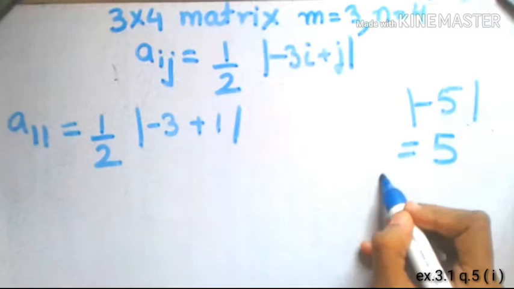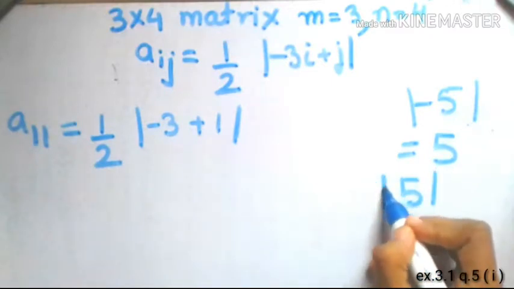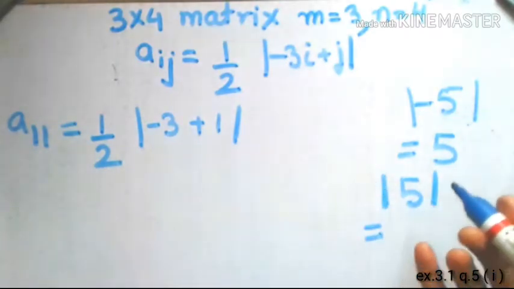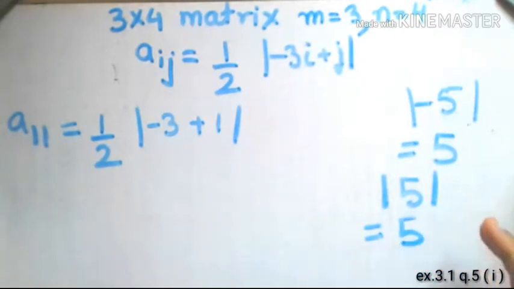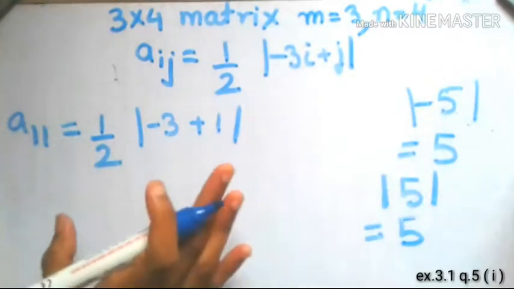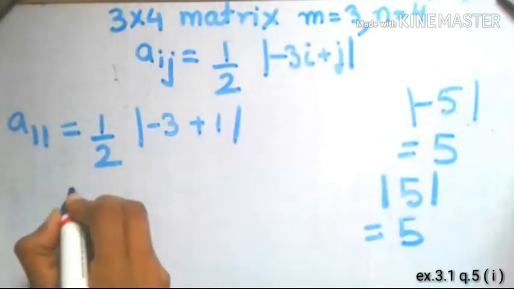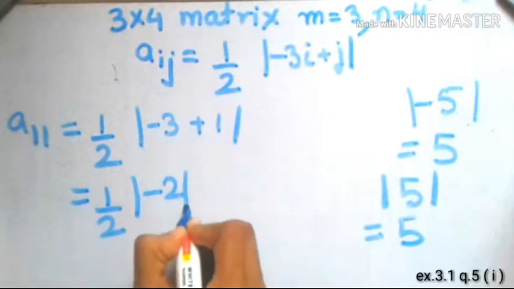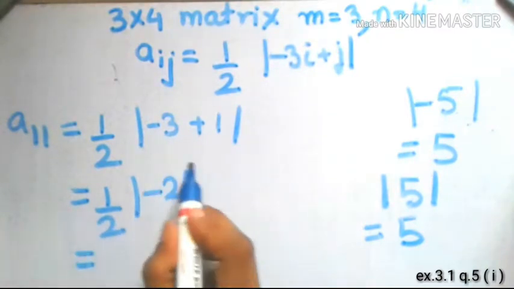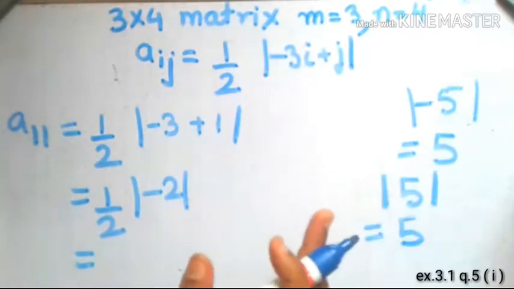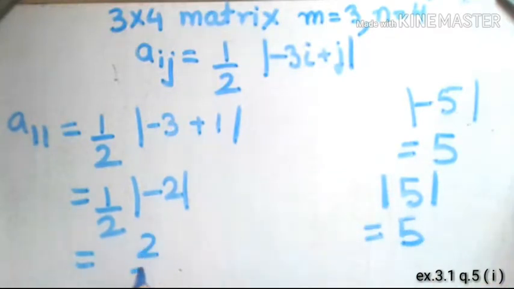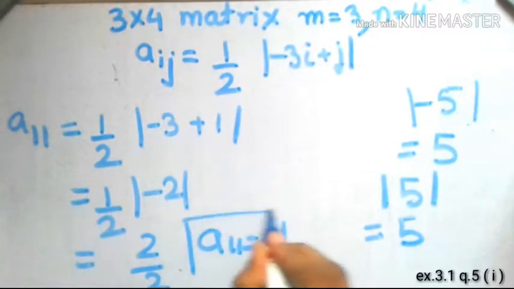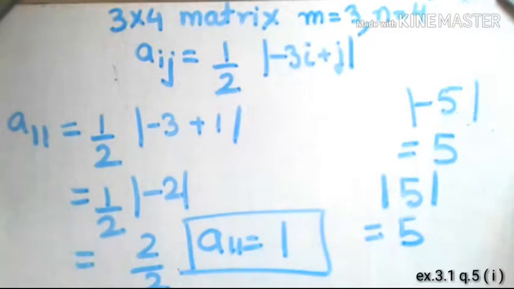If I give a plus 5 and I put it inside the modulus, I will still get plus 5. So always the output of a modulus function is positive. So with this information, let's solve this equation. So I'll get half. Minus 3 plus 1 is minus 2. So what is modulus of minus 2? That's right, it's going to be plus 2. So I'll get 2 by 2. So A11 is going to be 1. So I've got my first matrix element.